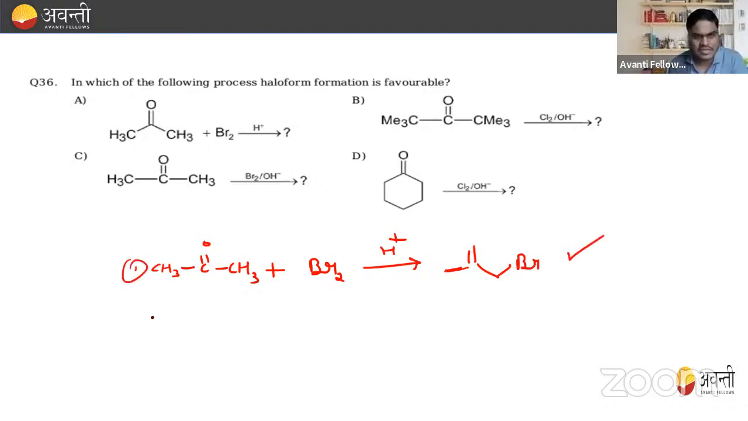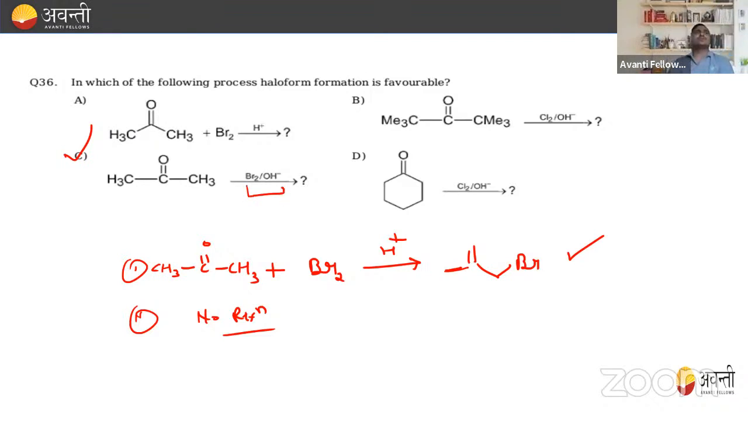Now on a similar basis, if I'm talking about B, in B there is no reaction. Why is there no reaction, beta? Because in this you can observe that there is no alpha hydrogen at all, right? Now if I'm talking about C, then HCBr3 is found along with this. So in which of the following processes is haloform formation very much favorable? This one, beta, because this is acetone, and we know that they will show the haloform reaction, like the iodoform test, right?